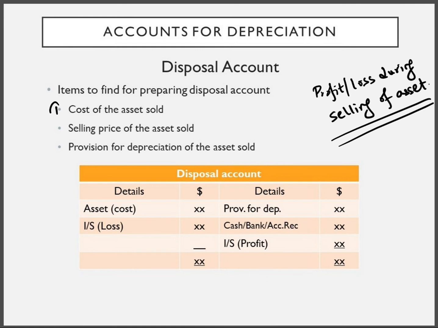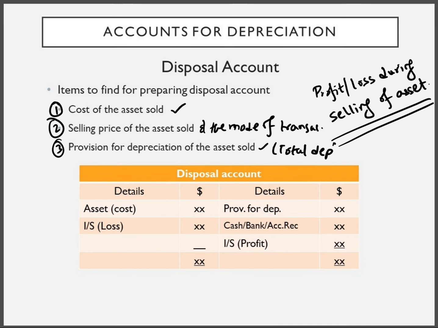Number one, the cost of the asset sold. Number two, the selling price of the asset and the mode of transaction. And three, the provision for depreciation of the asset sold. That means the total depreciation of the asset.